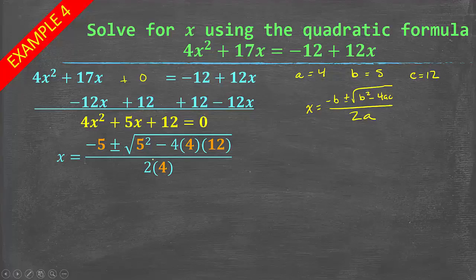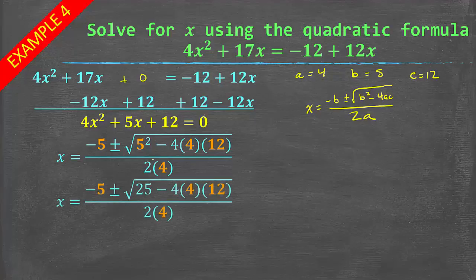Now we're actually going to work it out. So remember order of operations. Exponents first. Next comes multiplication. So 4 times 4 is 16 times 12. 16 times 12 is 192. And it's 25 minus 192, which gives us -167. 2 times 4 is 8.